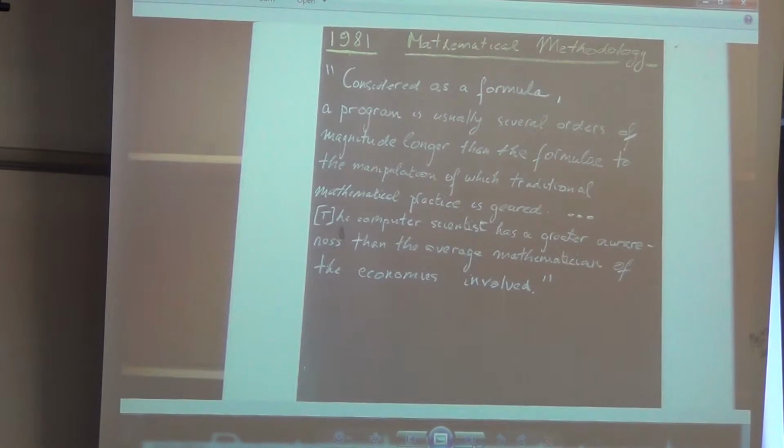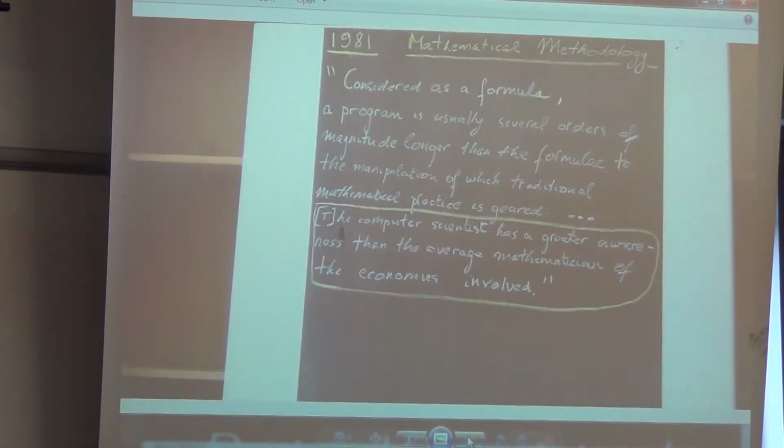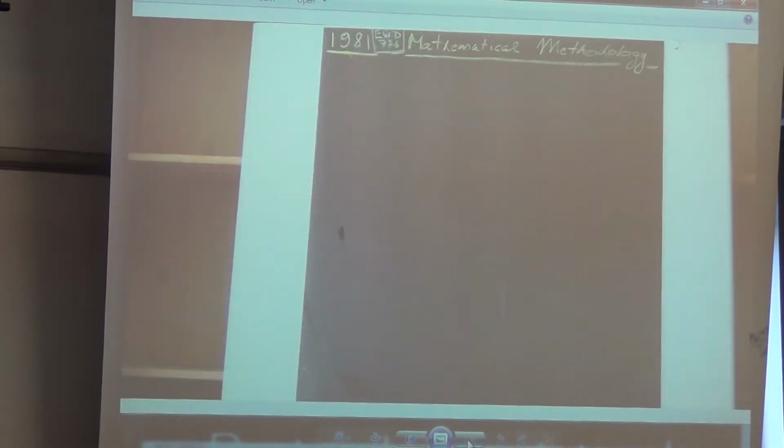In the 50s and 60s, he dealt with programs, and he in some way had to deal with the economies involved of, say, a computer, where even if he abstracted, this was something he had to deal with. So I'm now going to focus on his EWD document 776, written in 1981. And there are going to be mathematical details here, but if you can grasp the general idea, that's good enough.